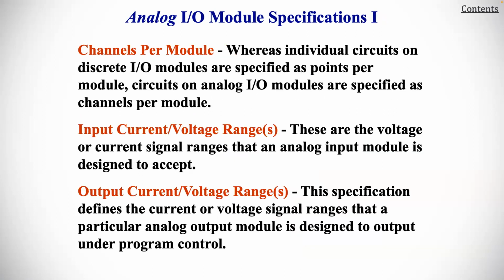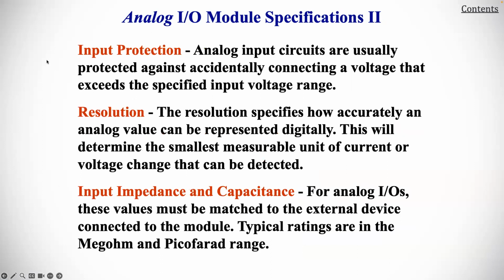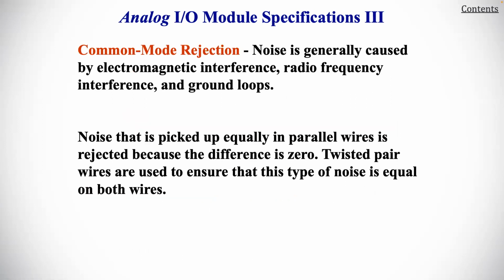Now we have analog in a similar fashion. We have channels per module, input current/voltage ranges, and the output current/voltage ranges. You might remember when we talked about discrete versus analog, or maybe you can think digital versus analog. These are the kind of things that we started to talk about. We have the input protection, the resolution, and the input impedance and capacitance. These are some electronic values when you're talking about circuits that need to be thought about, impedance and capacitance. We have common mode rejection.